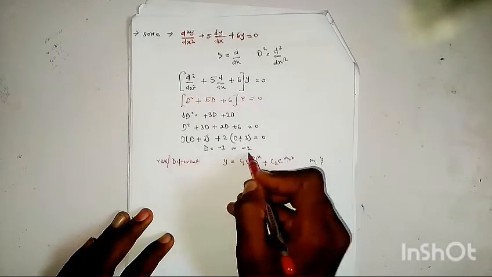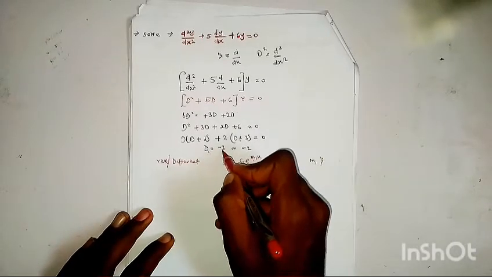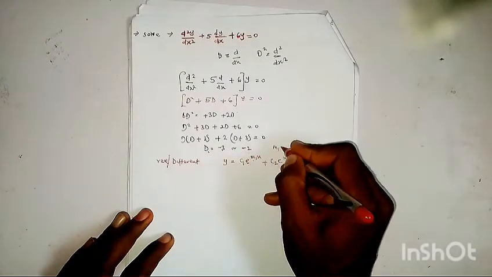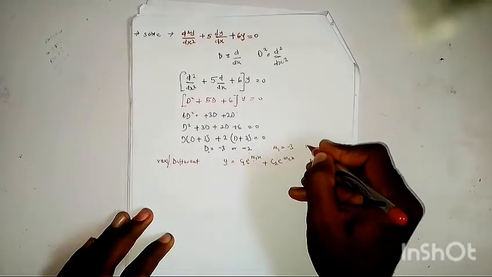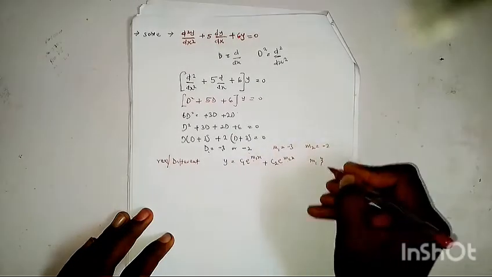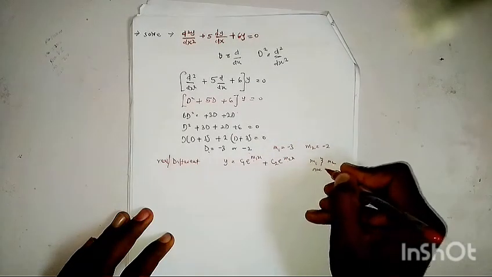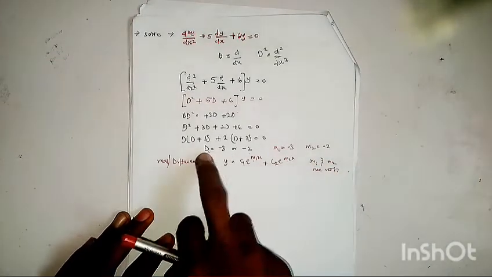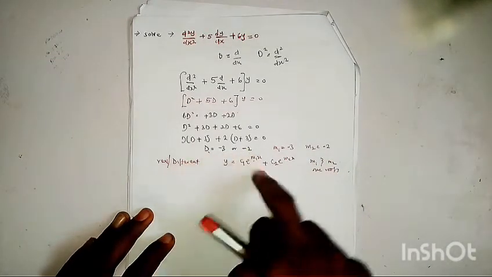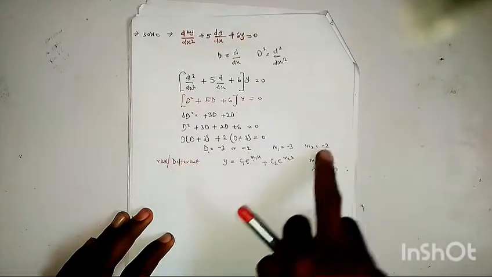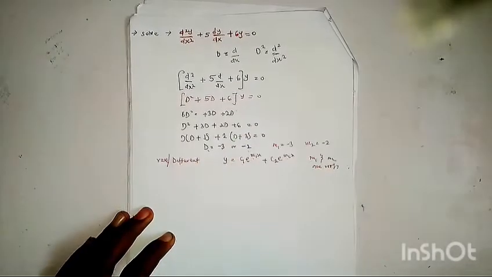Now basically this minus 3 and minus 2, minus my m1 is what? Minus 3, and my m2 is equal to what? Minus 2, right? Are roots of the equation. So basically I have two roots here, minus 3 and minus 2. m1 is equal to minus 3 and m2 is equal to minus 2.